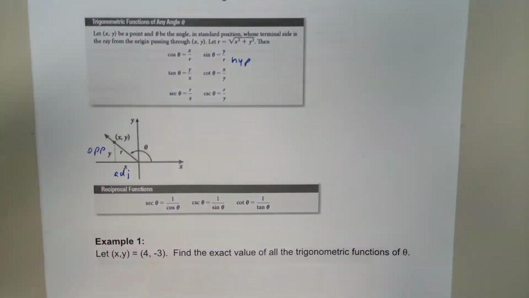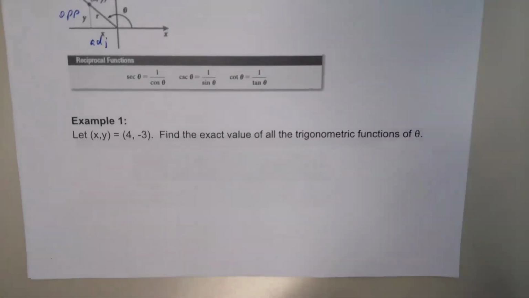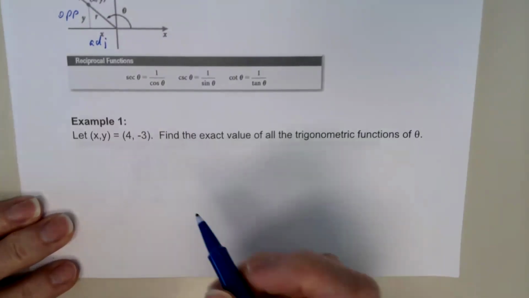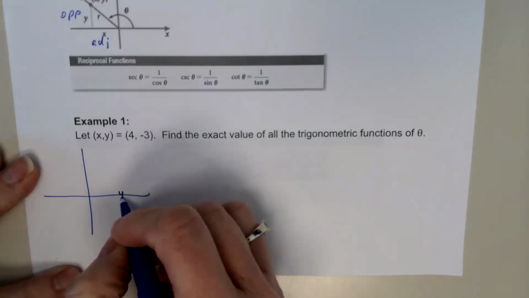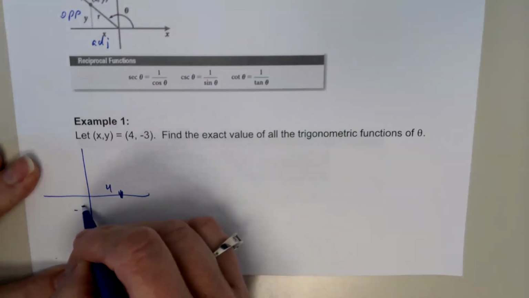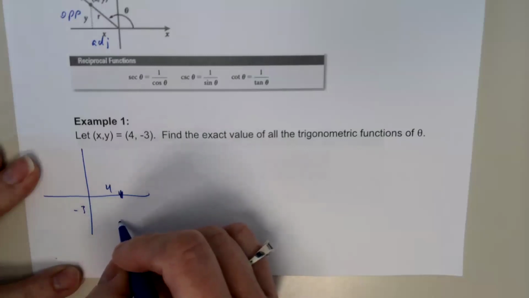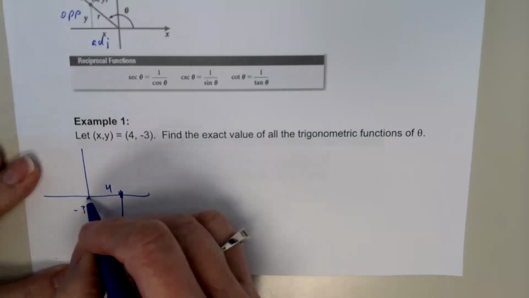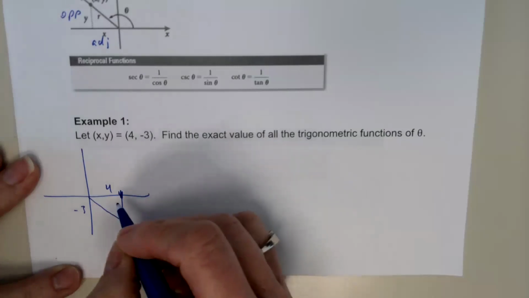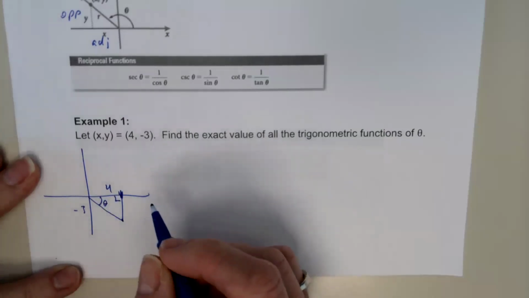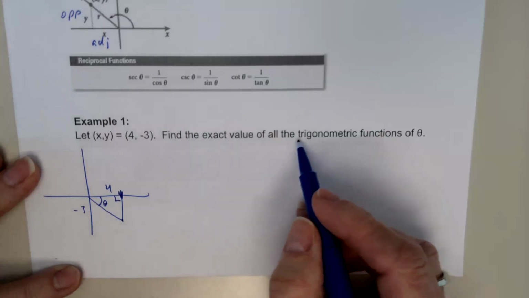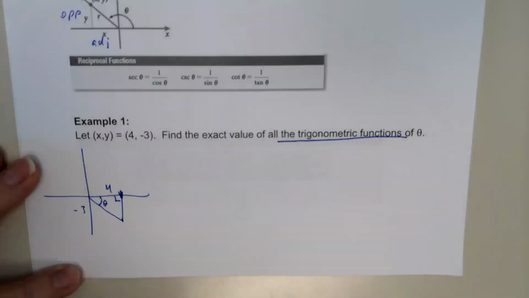Okay, so let's look at example 1. It says, let x, y be the point 4, -3. So 4 would be a +4, and then down a -3. That would be the point here. And then we're going to draw the angle that comes out from there. And so there's my angle theta. Find the exact value of all trig functions of theta.